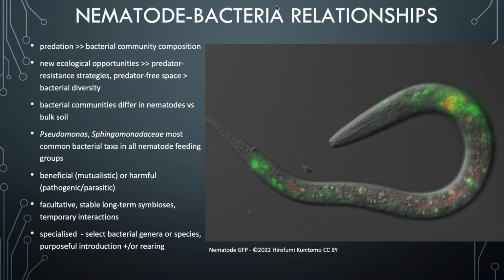And so these nematode-bacterial relationships do become quite involved. In general, while predation increases bacterial community composition and bacterial biodiversity, there's also this effect of new ecological opportunities being formed by the grazing mechanism. For example, the predator resistance strategies of bacteria are influenced as different nematodes feed on different bacteria.